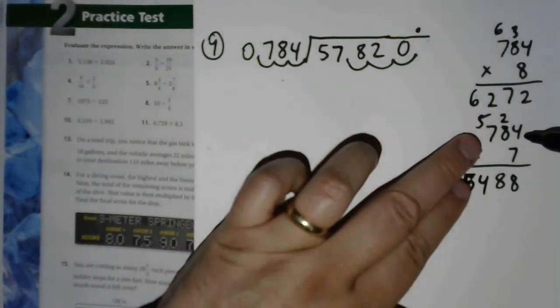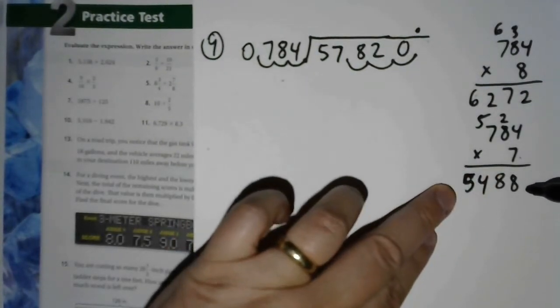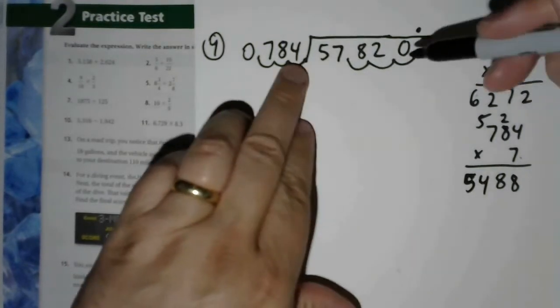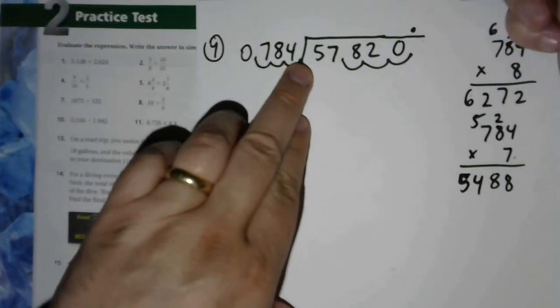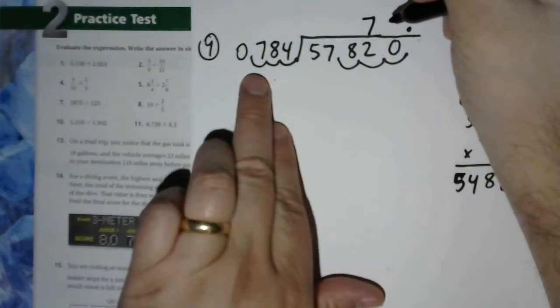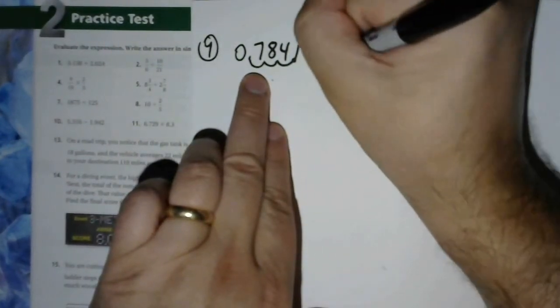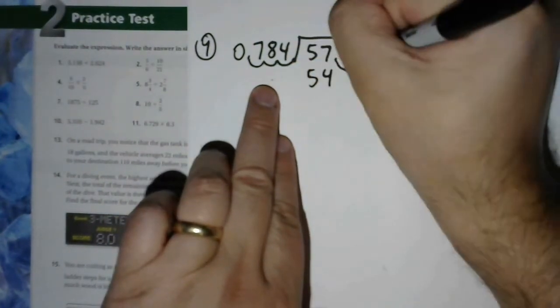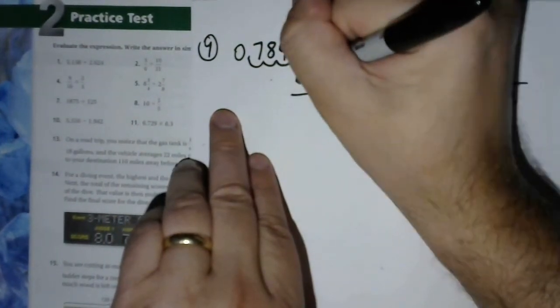So it turns out that 784 times 7 is 5,488. That would be a number that could go into that. So I'll put my 7 up top, on top of the 2, by the way. 7 times 784, I just did the work there, is 5,488. Now I can subtract.